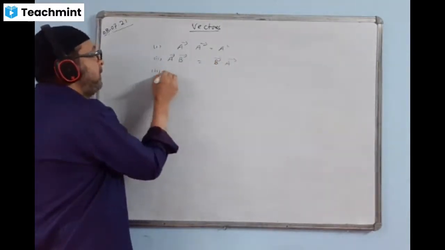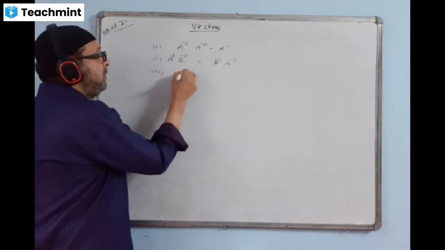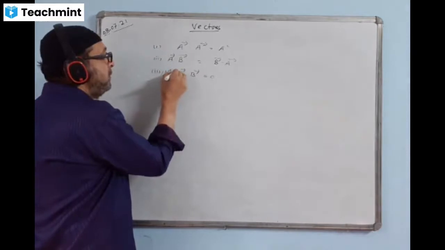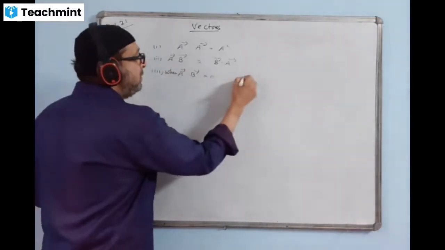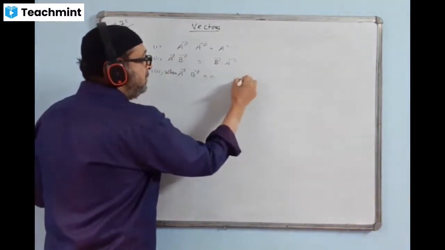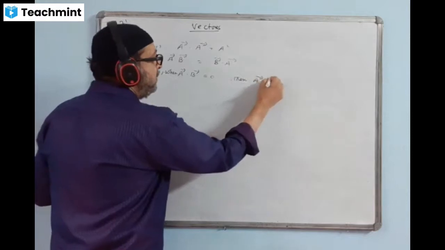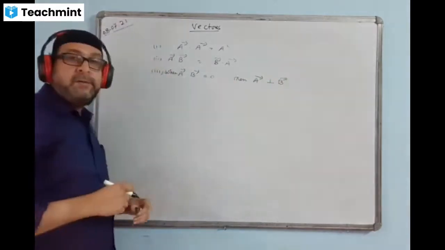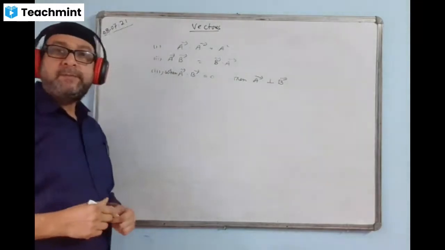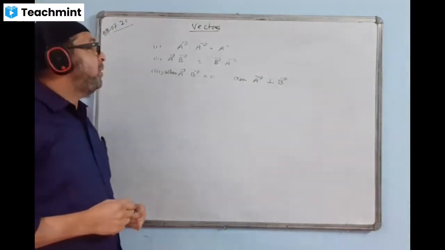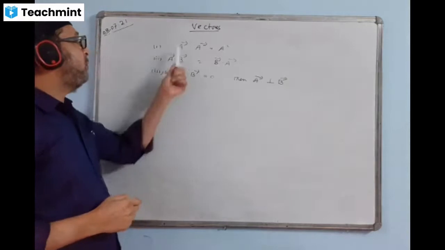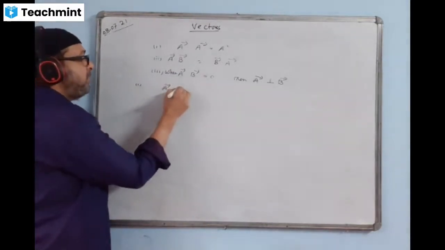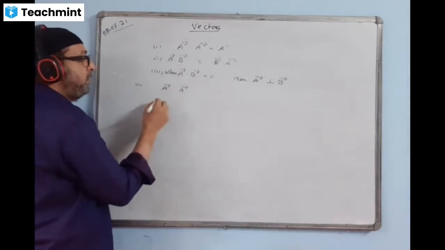And the third property was, when A dot B is 0, then vector A is perpendicular to vector B. These were the three properties, if you can remember. Now, I'll just show why we get these properties. Number one, why do we get this? First property I will prove.